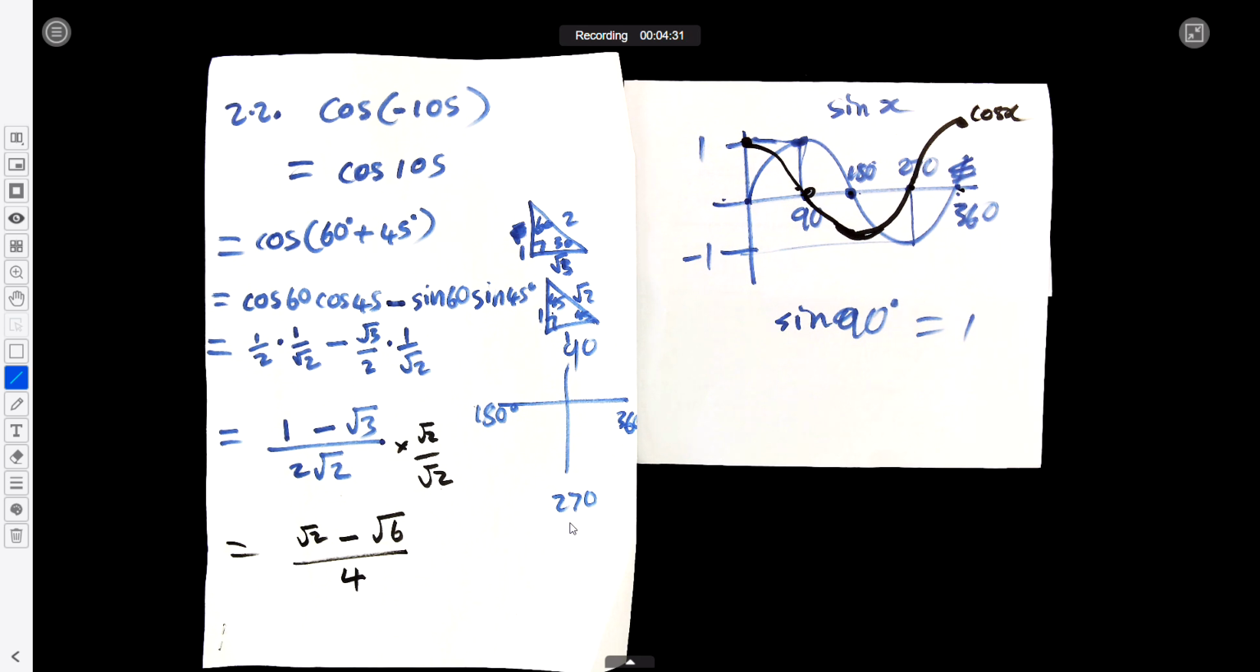So if you use your calculator, cos 15 must give you (√2 plus √6) over 4. So that's how we use compound angles.